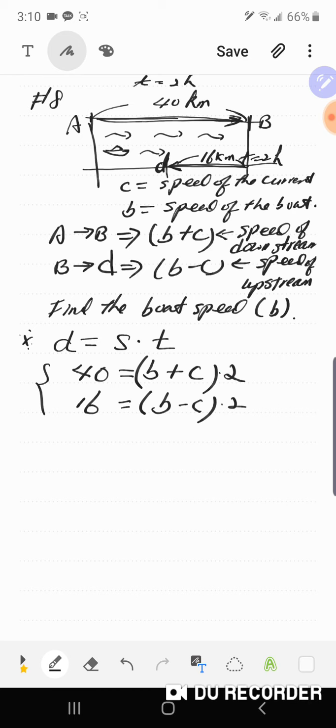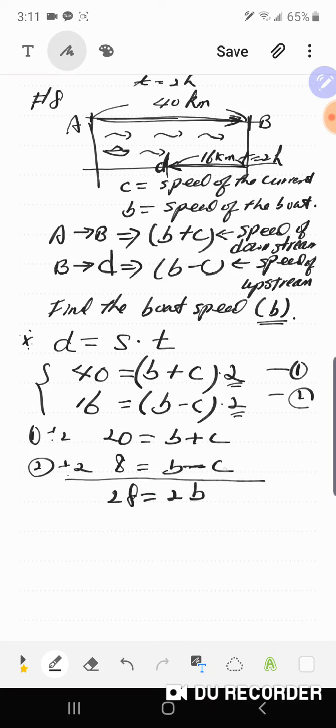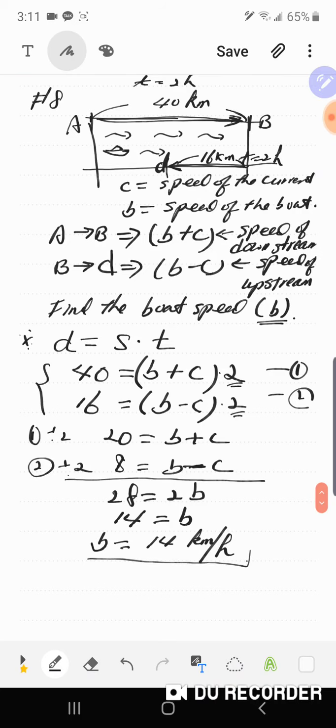So let's find B. In order to find this B, let's divide each equation by 2. So 20 equals B plus C. How about the second equation? Second equation divided by 2, then 8 equals B minus C. So from this, let's add these two equations. Then we can get rid of this C. So from here, B equals 14. This means the boat speed is 14 kilometers per hour. That's the answer.